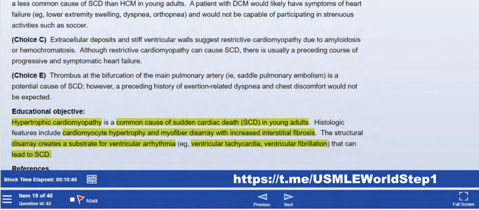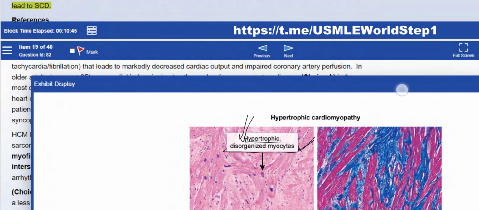Okay. So, what is the educational objective? Hypertrophic cardiomyopathy is a common cause of sudden cardiac death in young adults. Cardiomyocyte hypertrophy and myofiber disarray with increased interstitial fibrosis create a substrate for ventricular arrhythmia, ventricular tachycardia, and ventricular fibrillation, leading to sudden cardiac death.